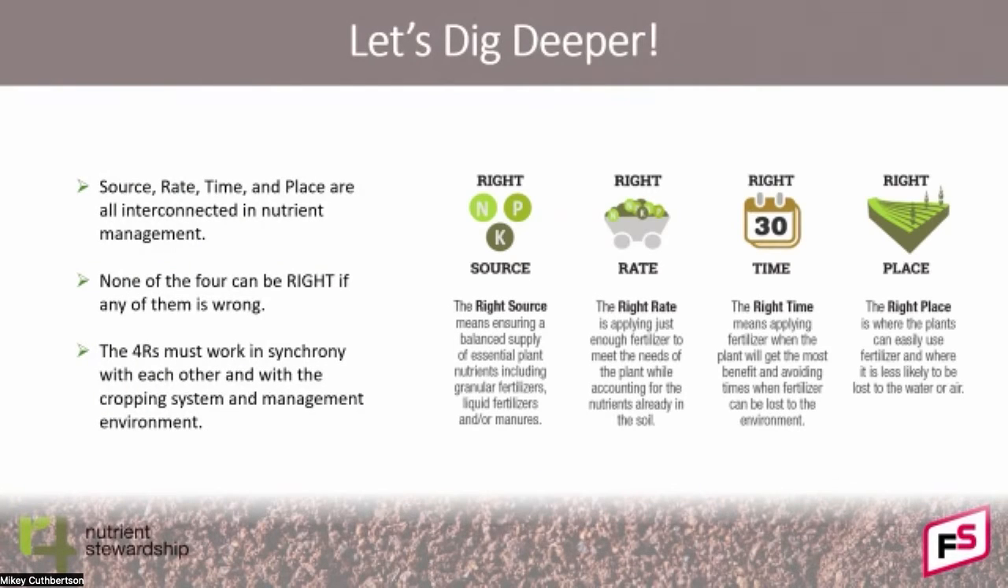So with that, dig deeper, we'll go into my wheelhouse of the agronomics of it all. And so again, looking at that right source of nutrient at the right rate, the right time, and in that right place. So saying here, none of those 4Rs can be right if one of them is wrong. So we're really working in synchrony and working together with those 4Rs. And as I go through each of them, I'll probably still refer back to, oh, this one, and then we go back to this other R. And so using them all together within that cropping system.